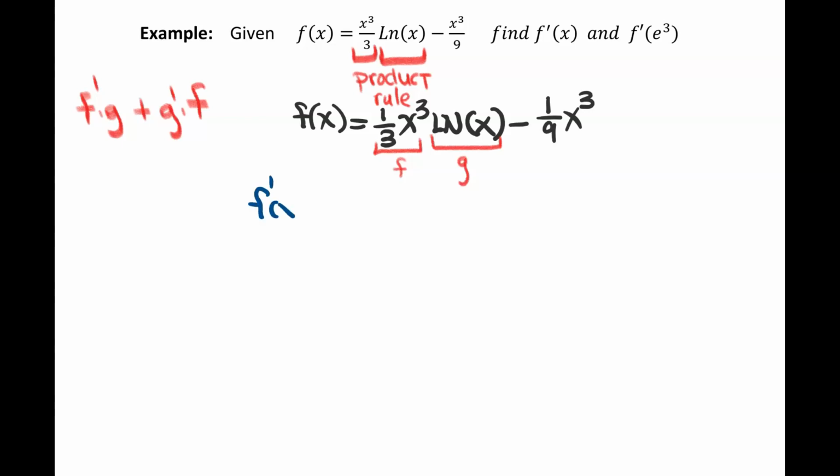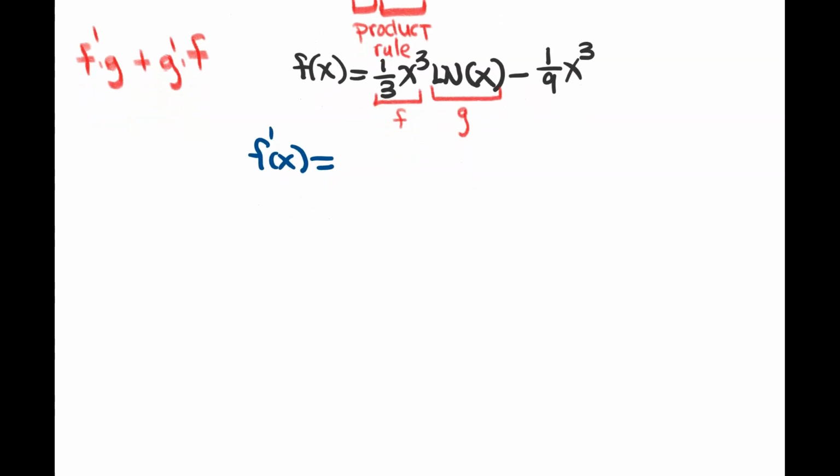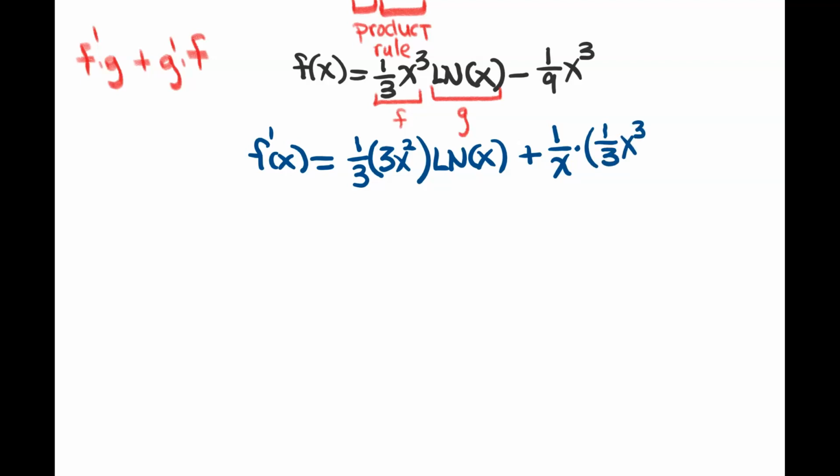So f prime of x starts this way. If I do the derivative of the first function, 1/3 is a coefficient that's going to stay there. And then the derivative of x cubed is 3x squared. That's f prime. I write down g, natural log of x, plus, now I do the derivative of g, so g prime is 1/x, and I multiply that by f, which is 1/3 x cubed.